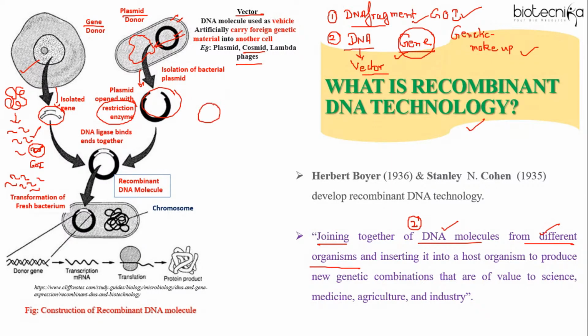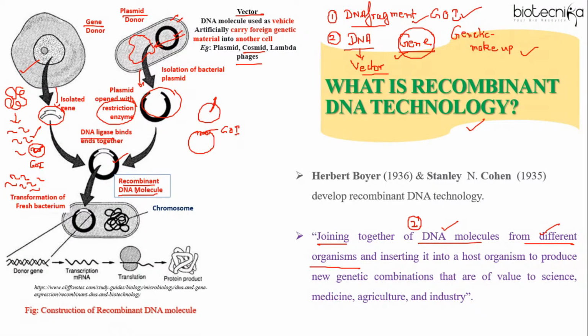Similarly, we can open the vector. Let's say there is some sequence here which will be recognized by a particular restriction enzyme. So the enzyme will cut from here, resulting in opening of the vector. And now here we can introduce our gene of interest. For joining our gene of interest into the vector, we need another enzyme called ligase, which will act as a glue and join both these DNA molecules. The structure that is constructed is called a recombinant DNA molecule.